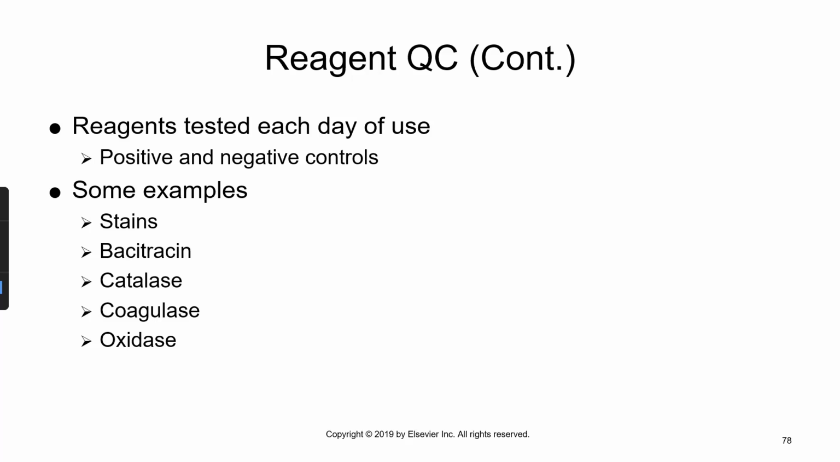Some examples include stains, bacitracin, catalase, coagulase, oxidase. Oxidase is the one that I was kind of thinking of when I was given the blue example. So if we have an oxidase positive organism, it should turn blue. You use the oxidase reagent. If it doesn't turn blue, you know you've got a problem with the oxidase reagent.